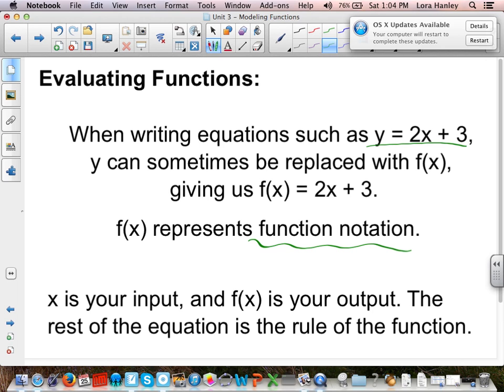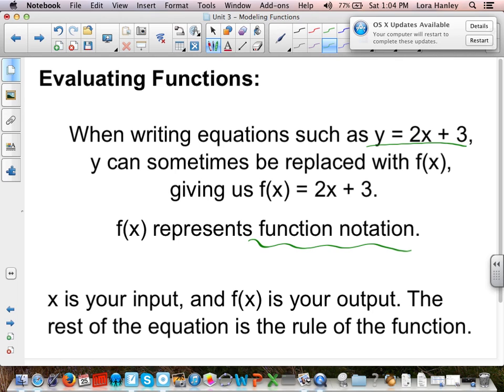It doesn't have to be f of x. It could be g of x, h of x, r of x. It depends on what kind of function you're working with, and if we have multiple functions, we need to give them different names. Now, if it's y equals, that's an equation that could be a function, but it's not proven yet. You have to show that it's a function to use f of x.